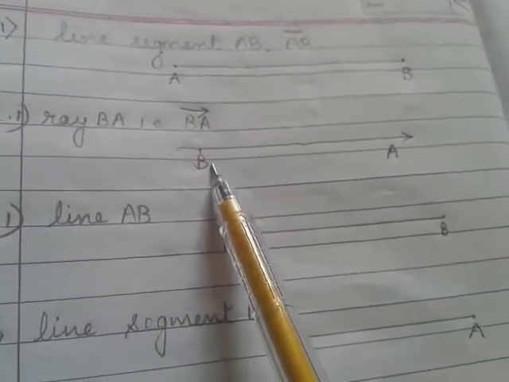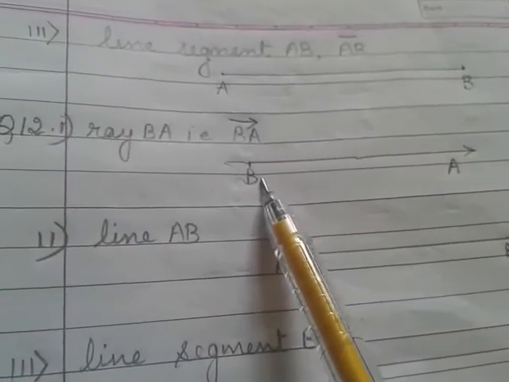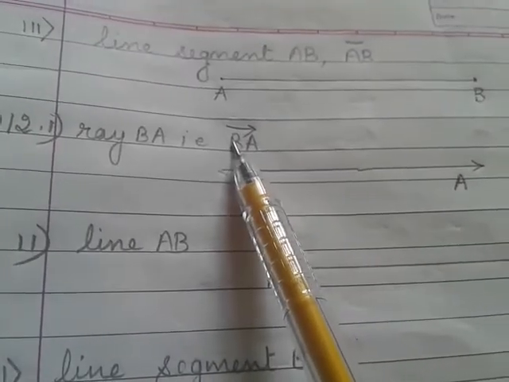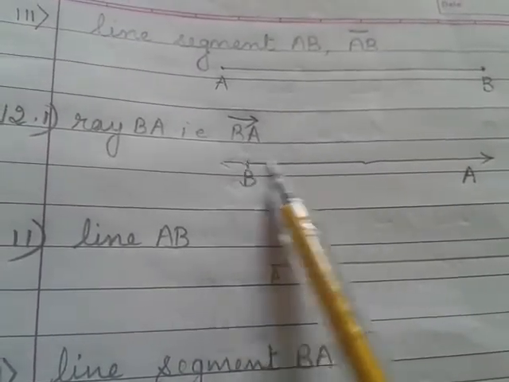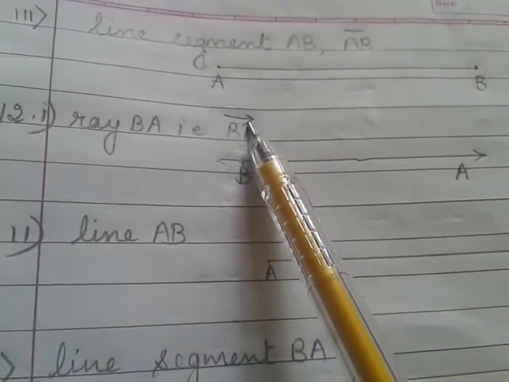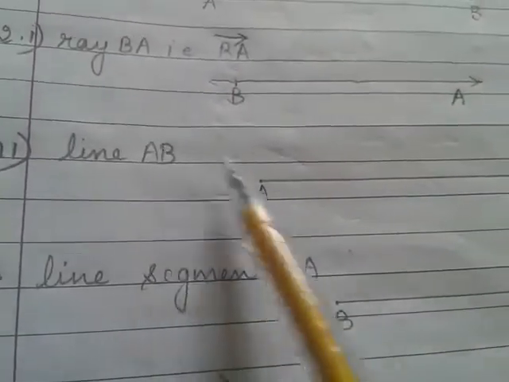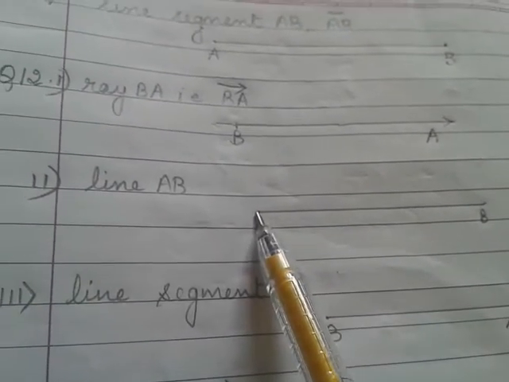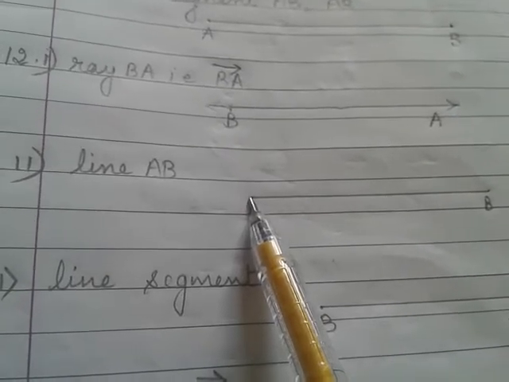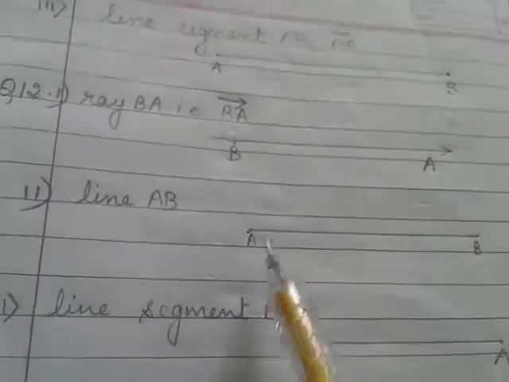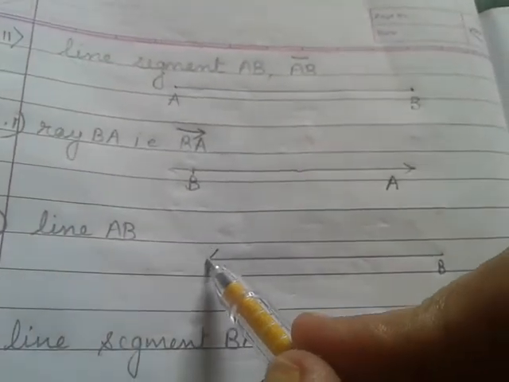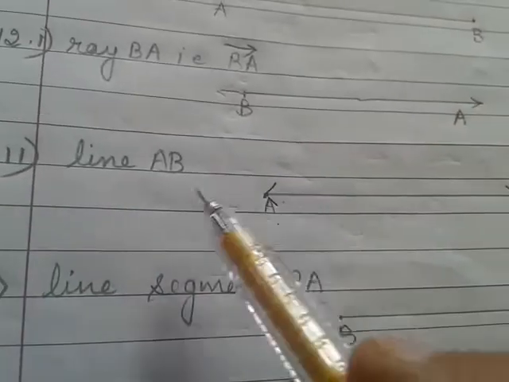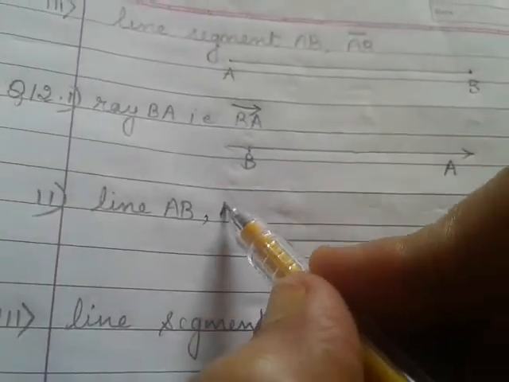Now this is question number 12 of the same type, children. Draw the given figures. Ray BA: the initial point is B and this is A. For A it is an arrow, for B it is the initial point. Second, line AB. Since it is a line, arrows must be there. So this is line AB. I can write it as AB.